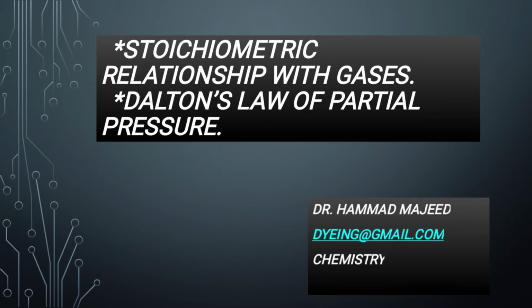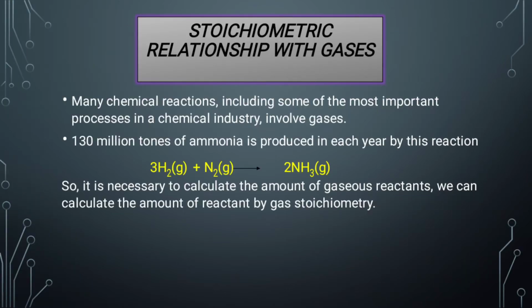The topic of my presentation is stoichiometric relationship with gases and Dalton's law of partial pressure. First of all, stoichiometric relationship with gases. First of all, we need to know about stoichiometry. It is very important to understand the relationship between reactants and products in a reaction. Stoichiometry is exactly that. It is a quantitative relationship between the number of moles of various products and reactants in a chemical reaction. Many chemical reactions, including some of the most important processes in the chemical industry, involve gases.